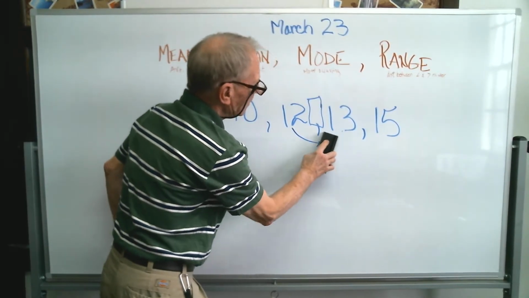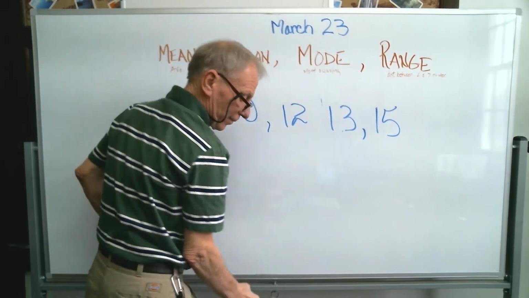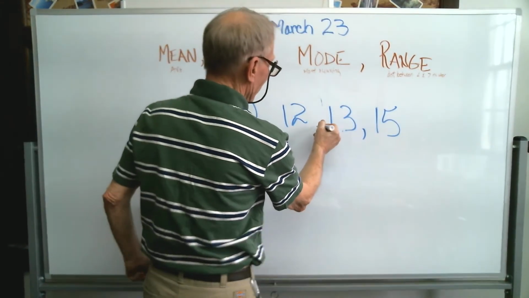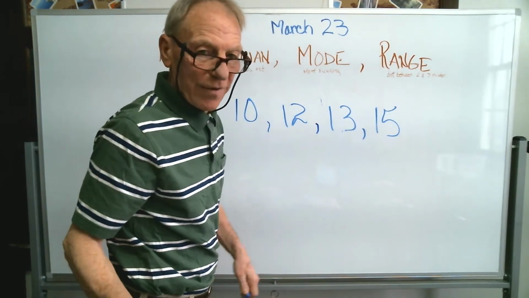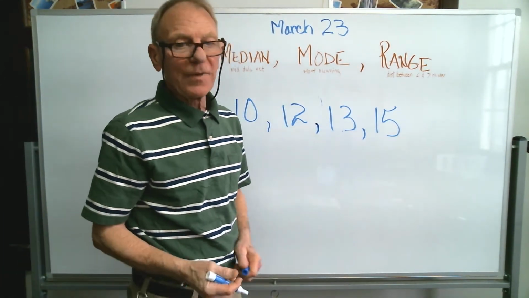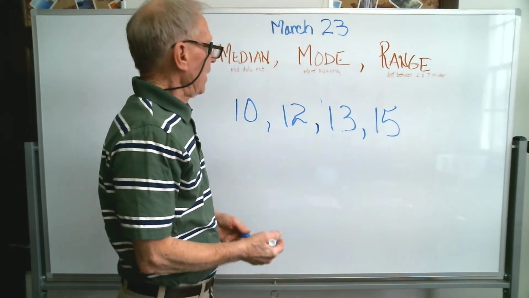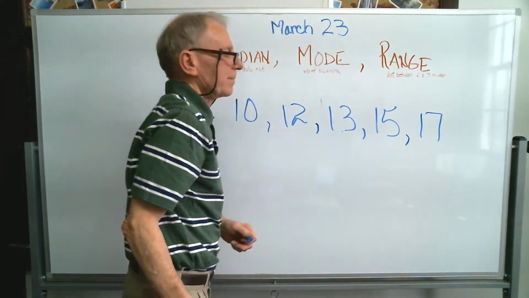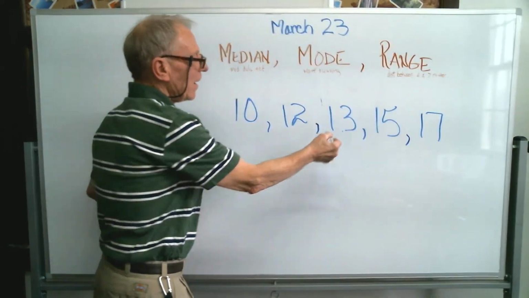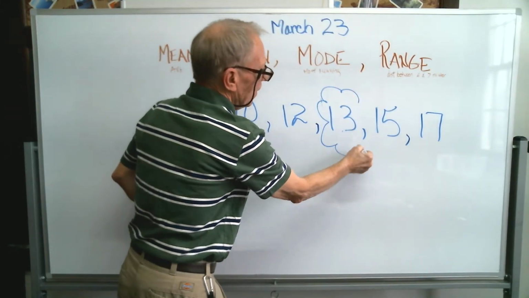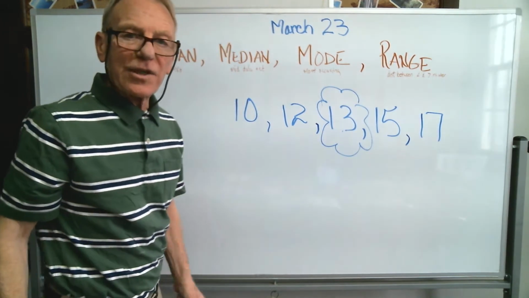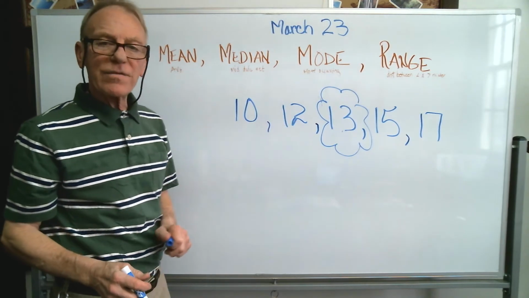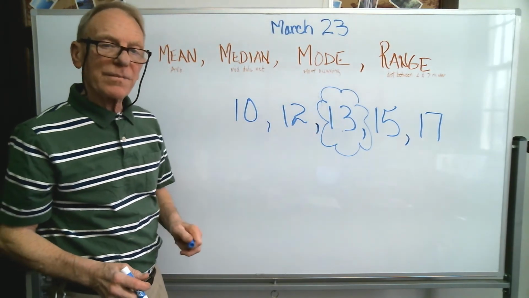When you have an odd set of numbers, and we all know what odd means, right? 3, 5, 7, 9, 11. These are odd numbers. If we add another number to this set, we now have a number that does exist right in the middle. So the median for this set of numbers would be 13.